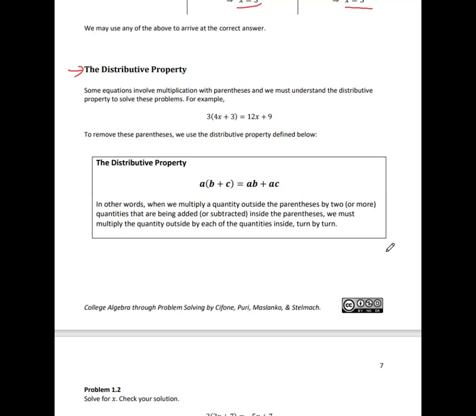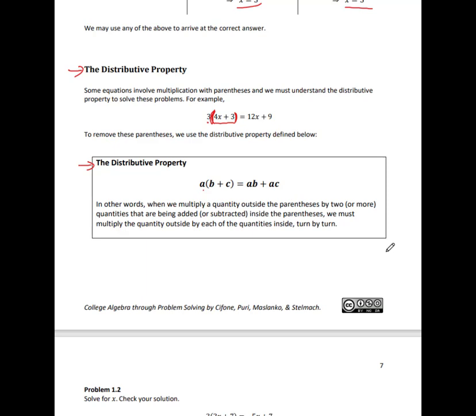For example, you have 3 multiplied by the quantity 4x plus 3, and that is equal to 12x plus 9. To remove those parentheses here, we need to use distributive property. The distributive property is defined for us below. When you have the quantity A multiplied by the quantity B plus C, that is equal to AB plus AC.